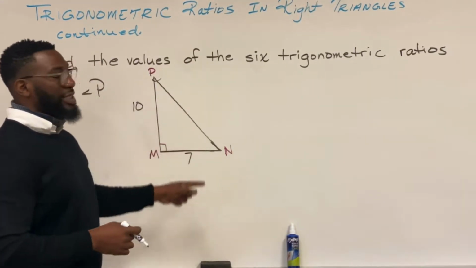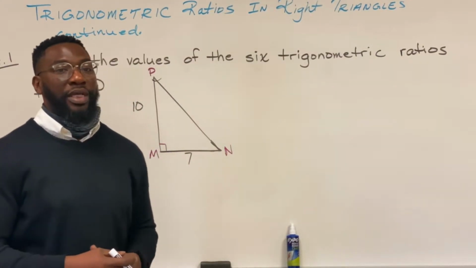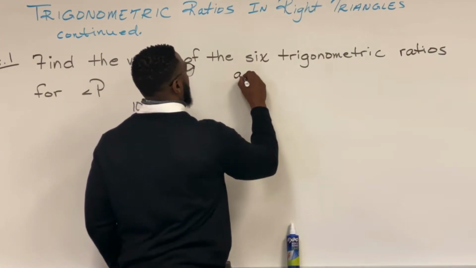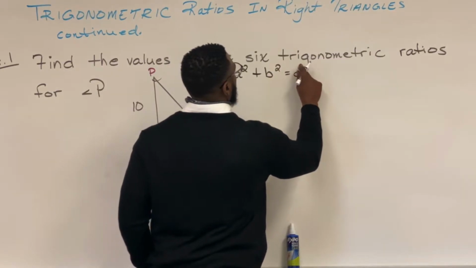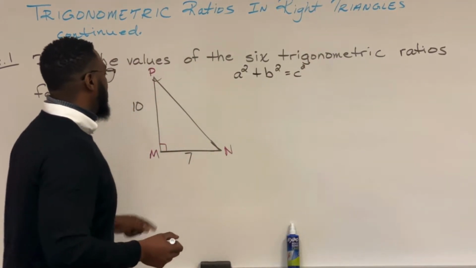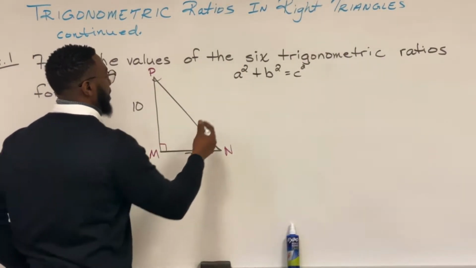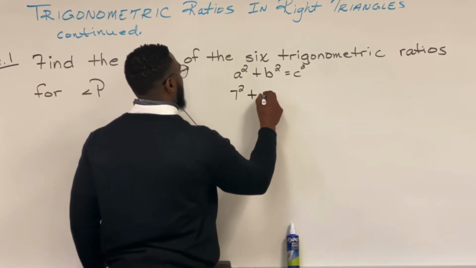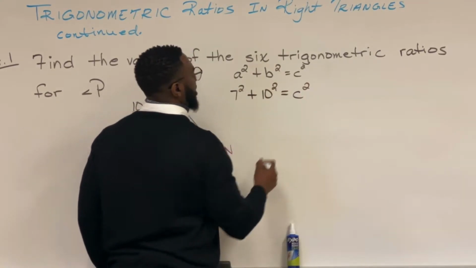Now, as you can tell, this is the longest side, which is the hypotenuse. In the Pythagorean theorem, it's known as c. So we use a squared plus b squared equals c squared. We could say either 7 or 10 can be used as a or b. Let's say 7 squared plus 10 squared equals c squared.